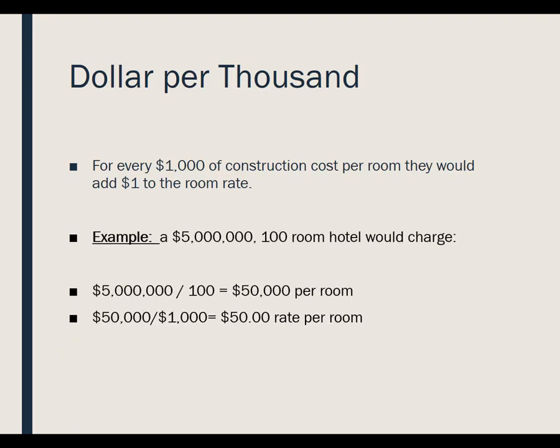Okay, so if you have $5 million construction costs, a 100-room hotel would charge $5 million divided by 100. So $50,000 per room. 50,000 divided by the 1,000, so the dollar per 1,000 would give you a $50 rate per room, and that's what you should charge. It's a very antiquated approach, and it doesn't really take into account demand. It doesn't take into account enough factors. It only takes into account the construction costs and kind of a return that you want on that construction.